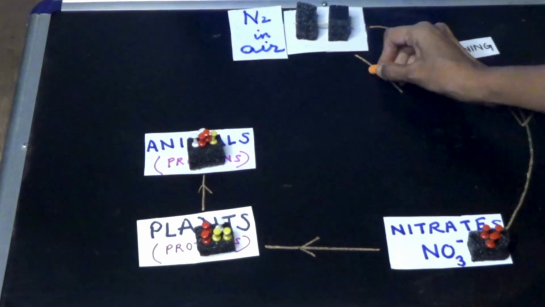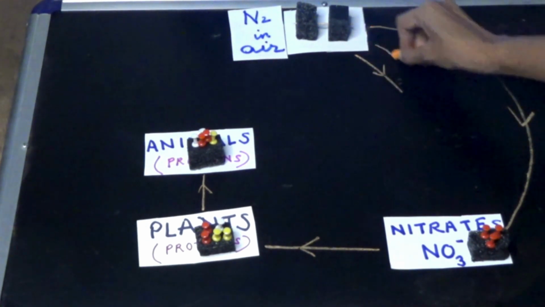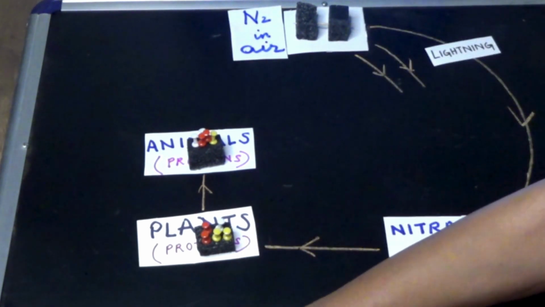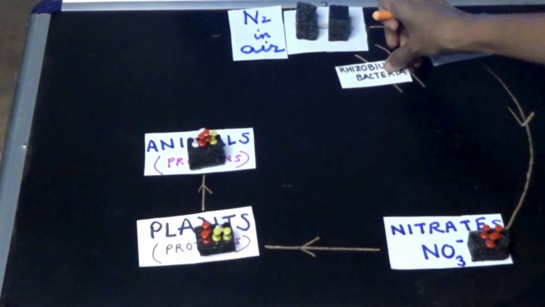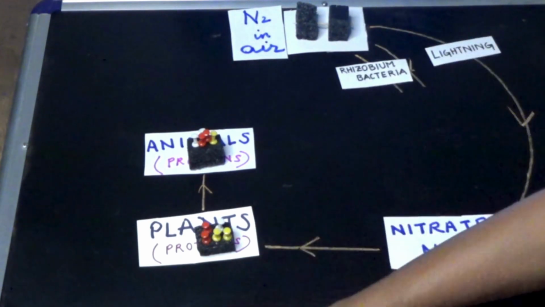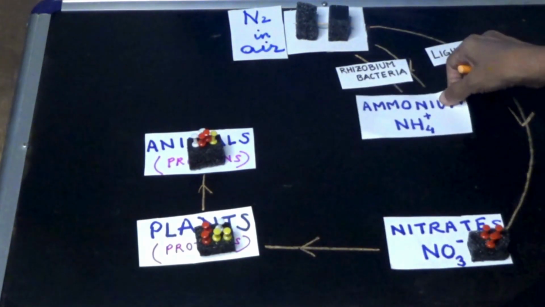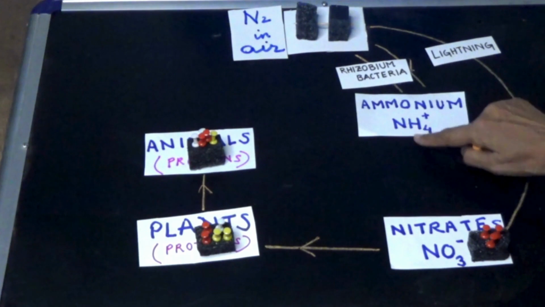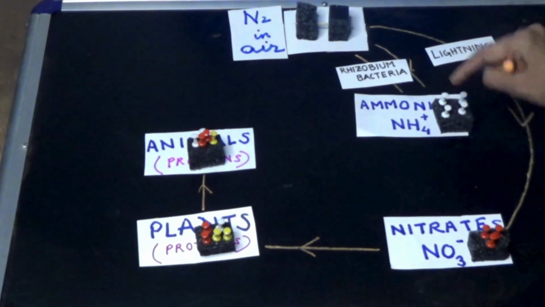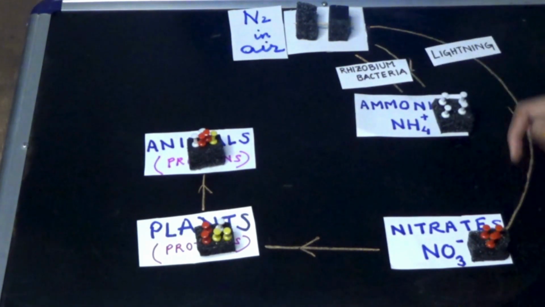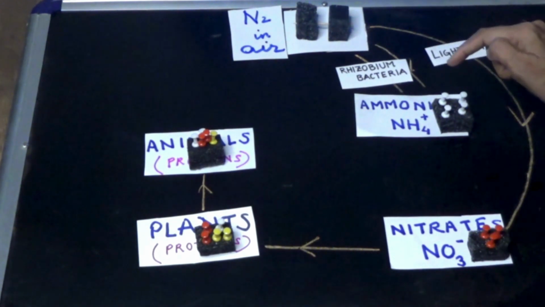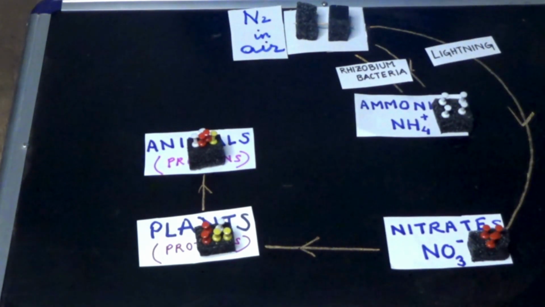This second method, which is much more powerful, is through bacteria living in the soil. One particular type is called rhizobium bacteria, and there are some other free living bacteria. They convert this nitrogen into ammonium ions, which is 1 N and 4 H plus a positive charge. So where do these rhizobium bacteria live? We will see that they live in plant roots.